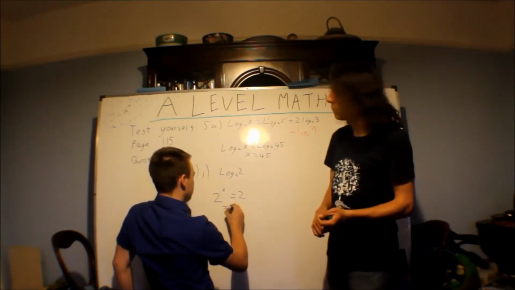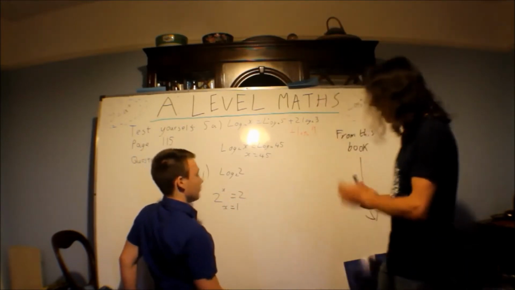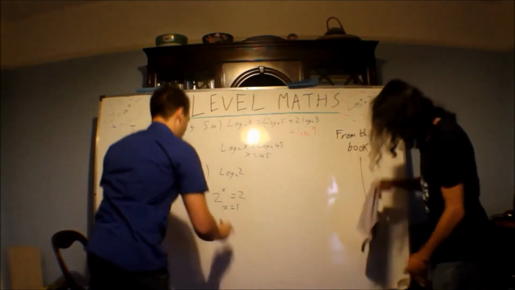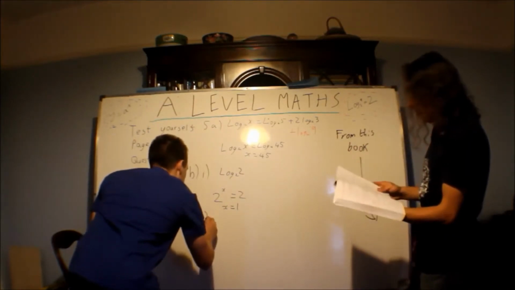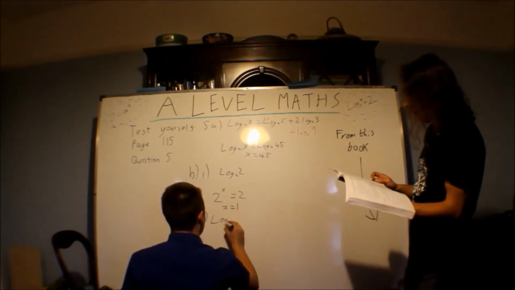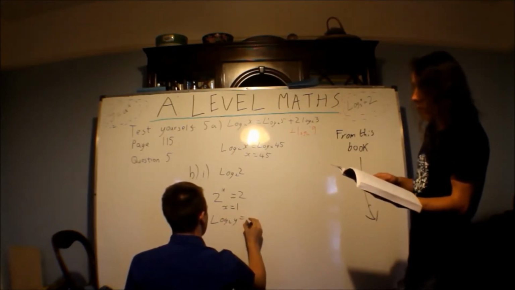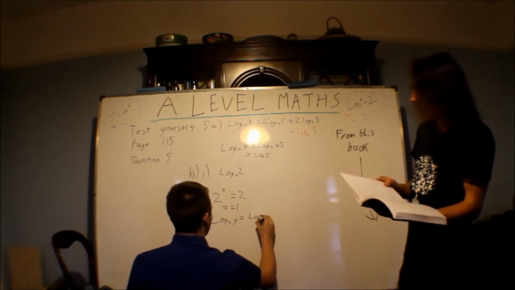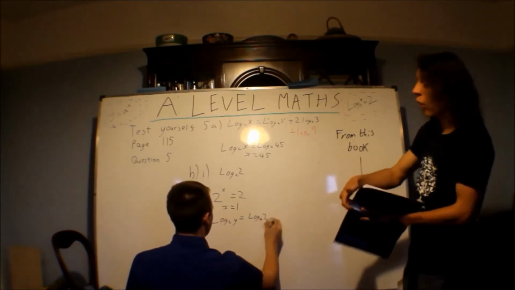So, x equals 1. Yeah, that's the answer. So there's a B part 2 as well. Oh, yeah. And that is, given that log 2y equals log 4 2, log 4 2.